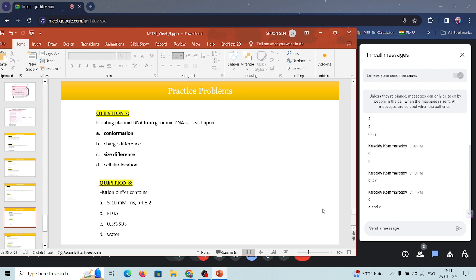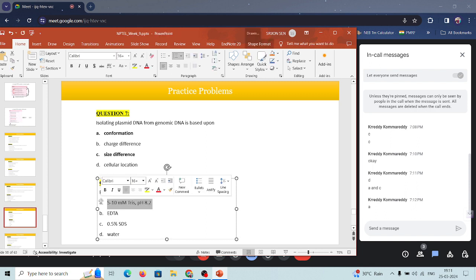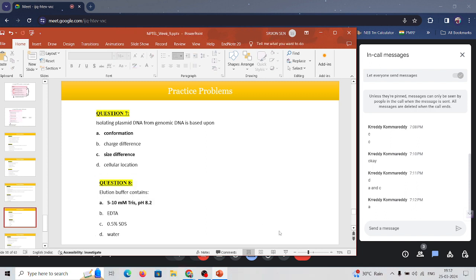So elution buffer. I was just speaking of elution buffer. So you elute DNA with elution buffer, sometimes with water. So what does this elution buffer contain? 5 to 10 millimolar Tris pH 8.2, EDTA, water, 0.5% SDS. What does it contain? Let us see. Yes, it does contain some salts, like I was speaking. So it contains 5 to 10 millimolar of Tris of pH 8.2. Another option needs to be correct.